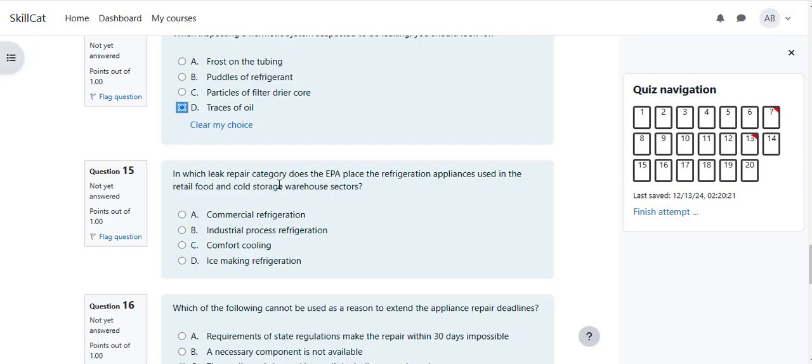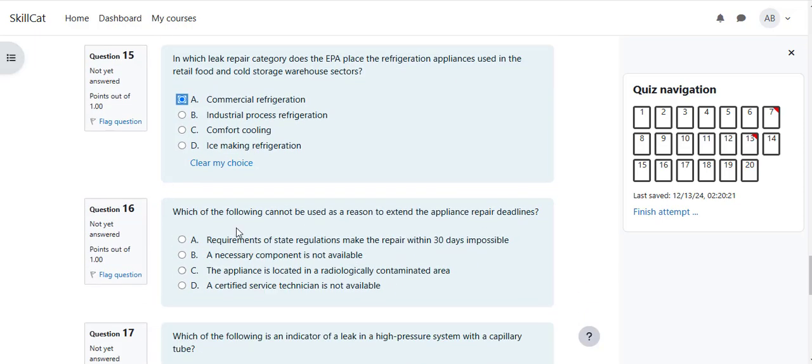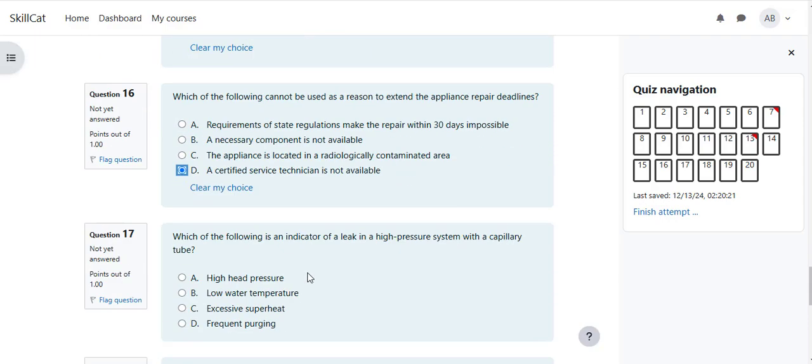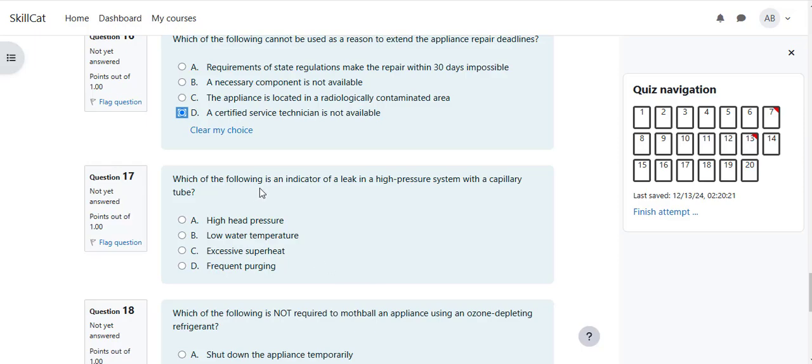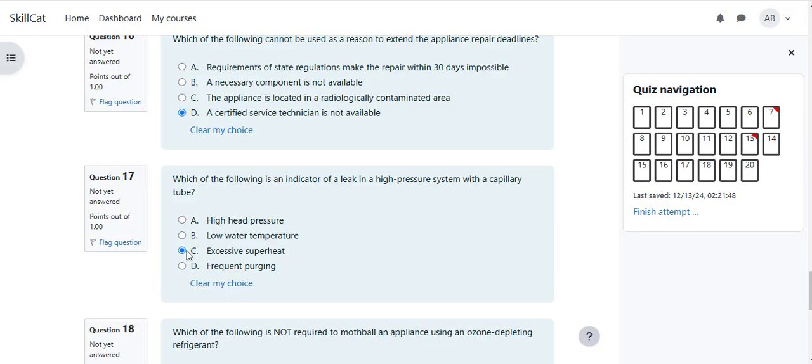In which leak repair category does the EPA place the refrigerant appliances used in the retail food and cold storage warehouse? For retail food, it is commercial. Which of the following cannot be used as a reason to extend the time of repair? This is a certified service technician is not available. Which of the following is an indicator of leak? A high pressure system with a capillary tube, high head pressure, low water, excessive superheat.